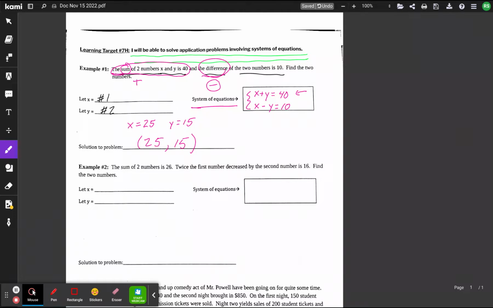So like I said before, you are using your graphing calculator. You're going to type in the equations just as it showed you in the YouTube video, hit enter, and it will solve and give you (25, 15).